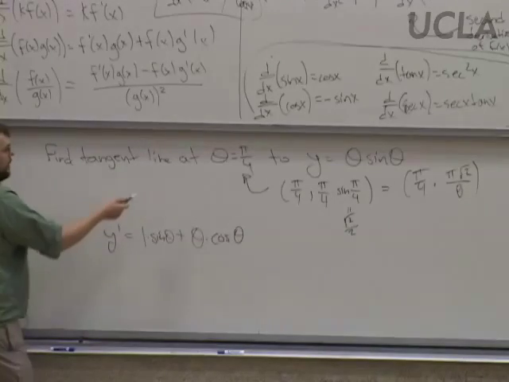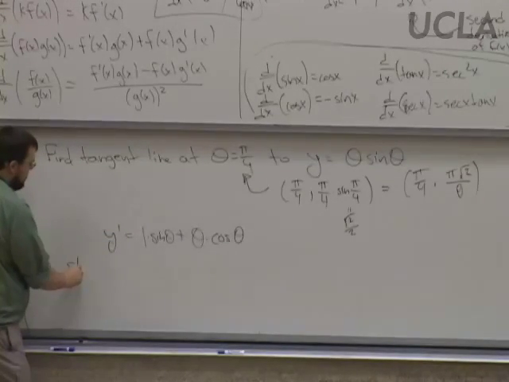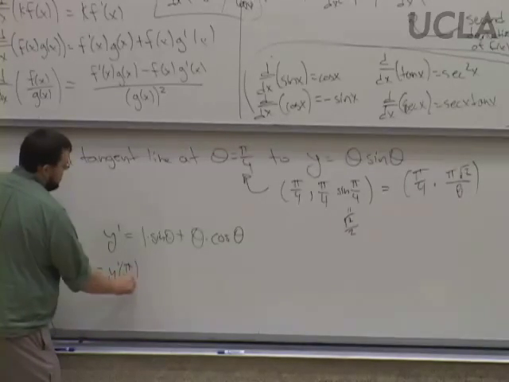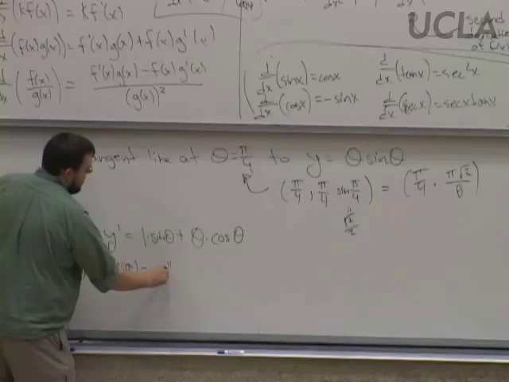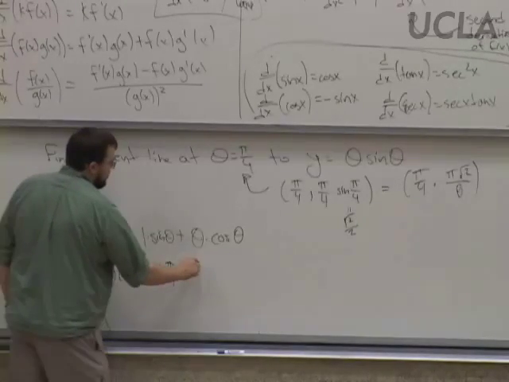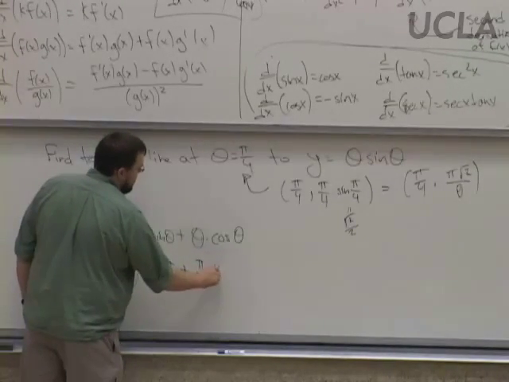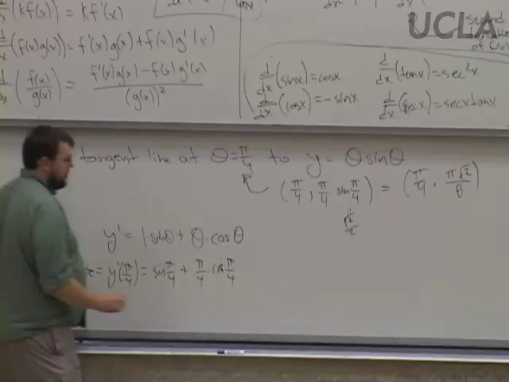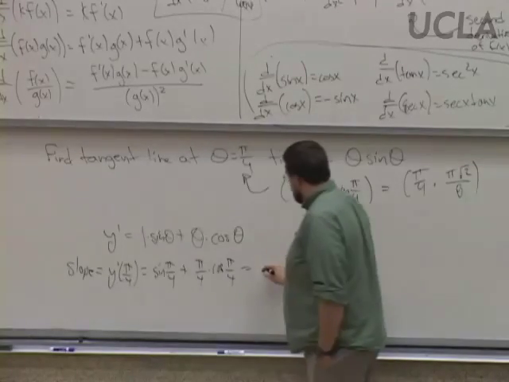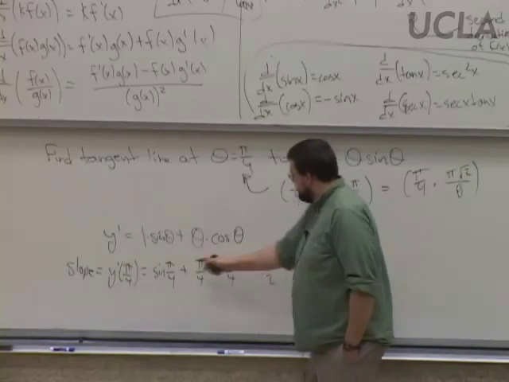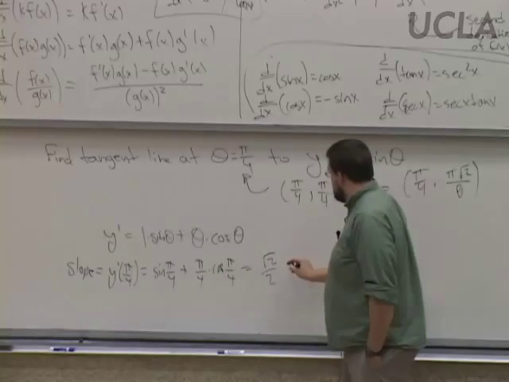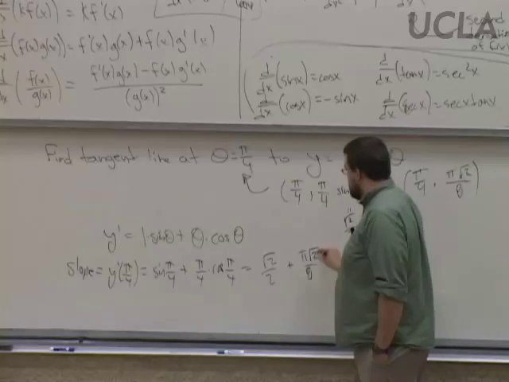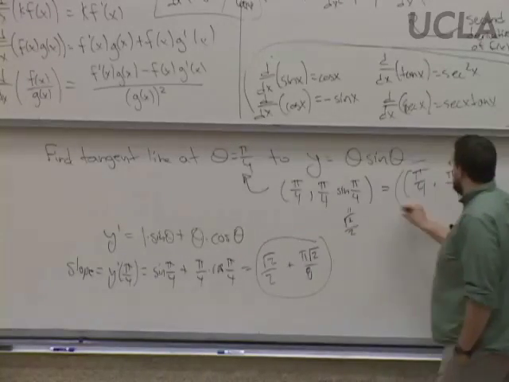And now I plug in pi fourths. So my slope is going to be, I'll just call it y prime of pi fourths. So that's sine of pi fourths plus pi fourths times cosine of pi fourths. And we know what these numbers are. They're square root of 2 over 2 for sine of pi fourths, and also for cosine of pi fourths. So square root of 2 over 2 plus pi square root of 2 over 8. So here's my slope. Here's my point.